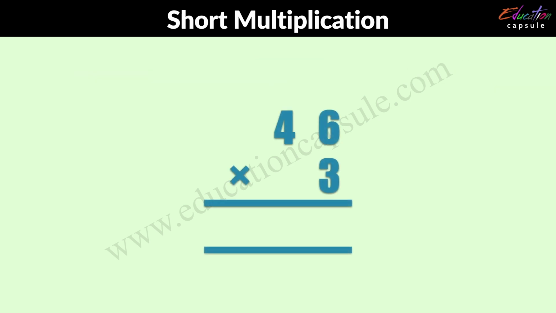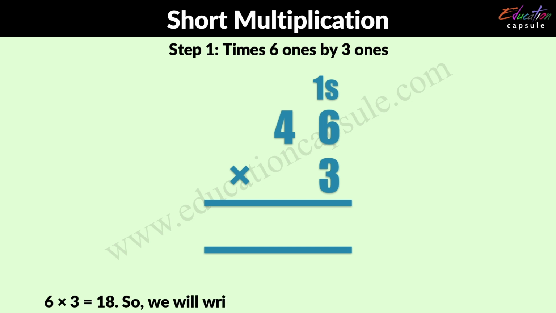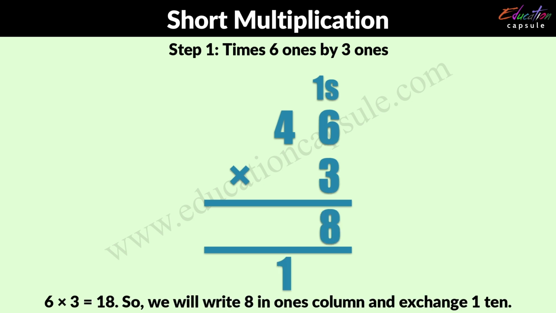Here, if we need to multiply 46 times 3, step 1 is times 6 ones by 3 ones. 6 times 3 is 18. So we'll write 8 in the ones column and exchange 1 tens, just like this.